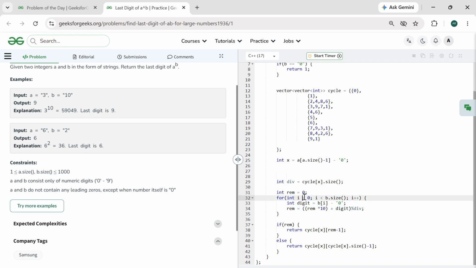So here we are looping through the string B. I'm just selecting digits one by one. Because it is a character, I need to convert it into an integer. That is why I have done subtraction with the 0 character, right? Then I'm multiplying the answer with 10. Initially the remainder was 0, so I'm multiplying it with 10 and adding the digit.